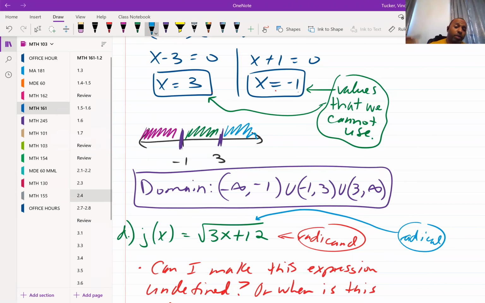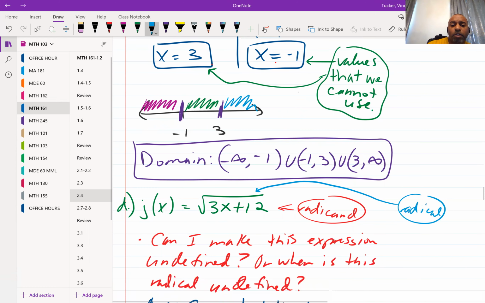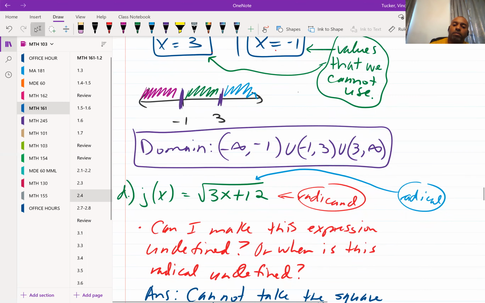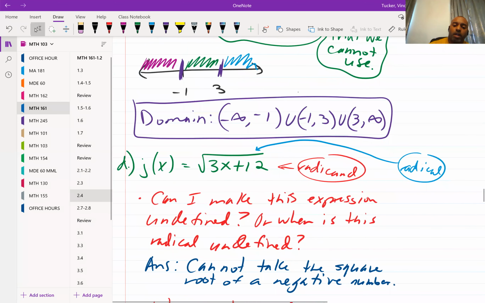So that's the radical. And then what's under your radical is called the radicand. So once again, we're asking ourselves, can we make this expression or function undefined, or when is the application of the radical undefined? And that goes back to our imaginary numbers. Remember, we cannot take the square root of negative numbers. That'll give us imaginaries.